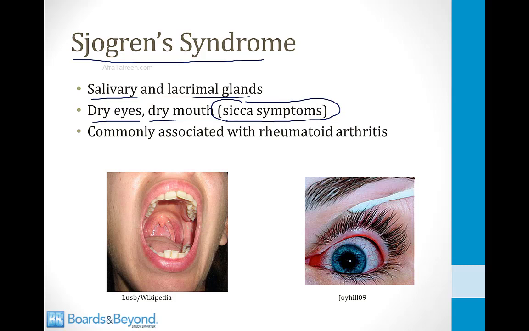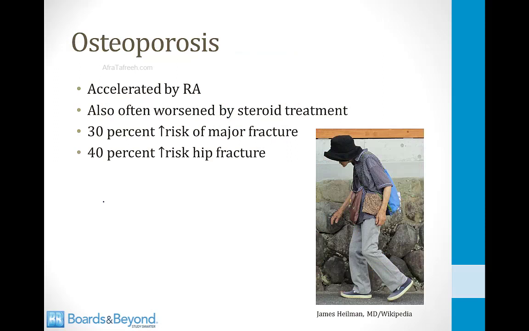And Sjogren's syndrome is commonly associated with rheumatoid arthritis. It's also commonly associated with lupus. Osteoporosis is a big problem for people, especially women who have rheumatoid arthritis. This is a picture of a woman with severe osteoporosis on the screen here. You can see how her spine is hunched over.